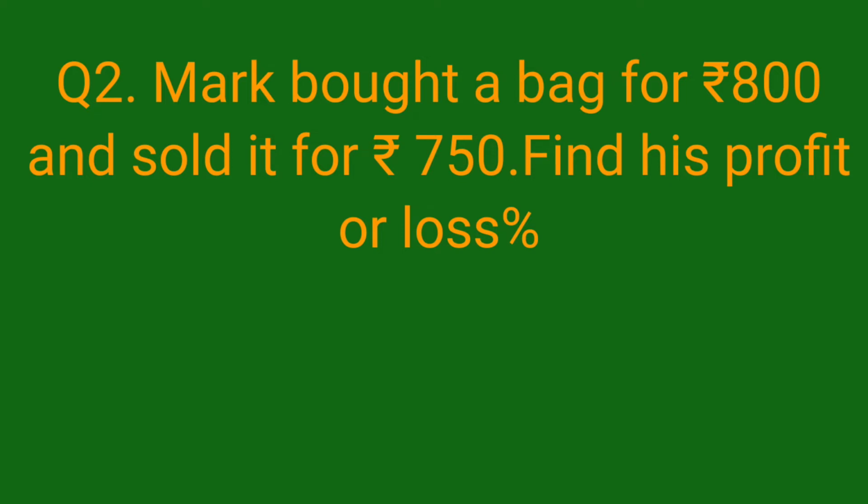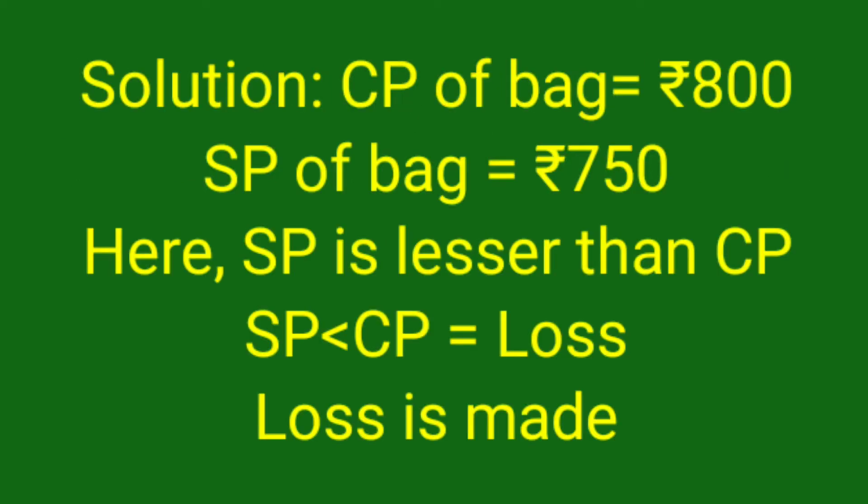Question number 2. Mark bought a bag for rupees 800 and sold it for rupees 750. Find his profit or loss percent. Here you have to observe very carefully. Over here we see that SP is lesser than CP. That means loss is made. CP of the bag is rupees 800 and SP of the bag, that is the selling price, is rupees 750. So here is a loss.